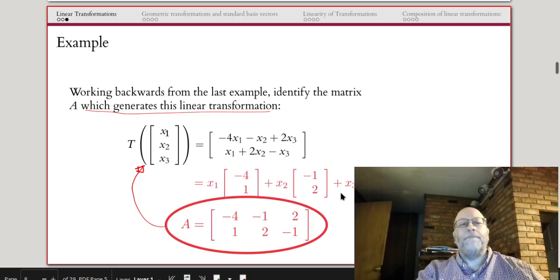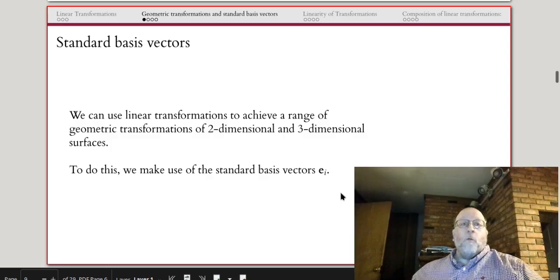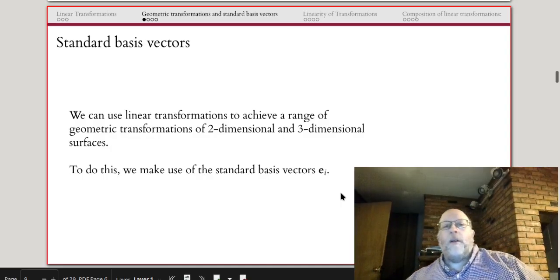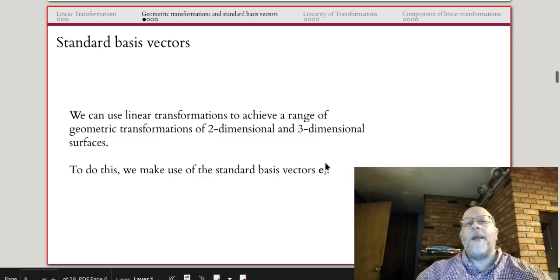All right. What we can use linear transformations for is to achieve a range of geometric transformations of two-dimensional and three-dimensional surfaces. To do this, we're going to make a lot of use of the standard basis vectors ei: e1, e2 if we're in 2 dimensions, e1, e2, and e3 if we're in 3 dimensions.